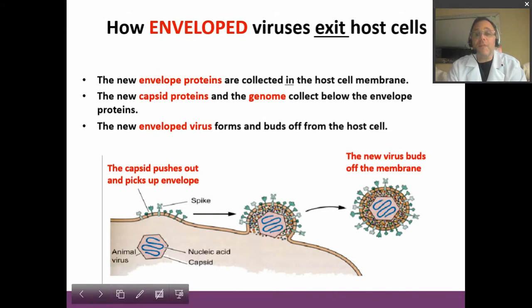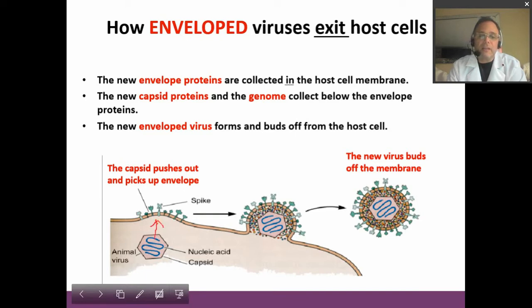Now, how do enveloped viruses exit? Well, the new envelope proteins are collected in the host cell membrane. So they're getting stuck there. The new capsid proteins and genome collect below the envelope proteins, and the new enveloped virus forms and buds off from the host. So it ends up right here pushing against it.